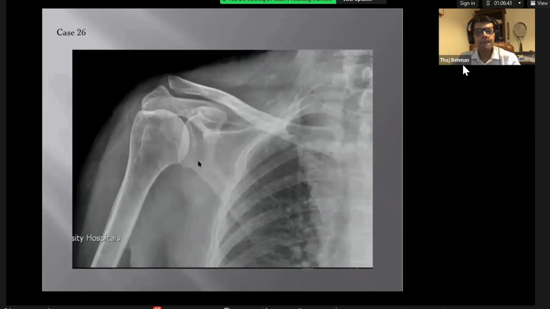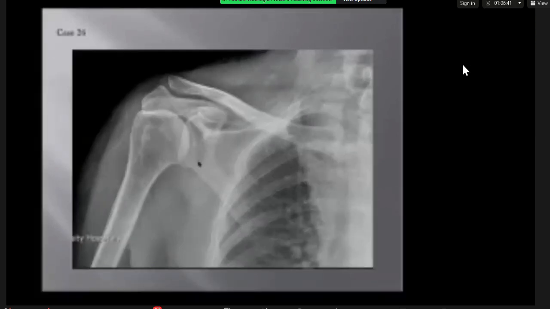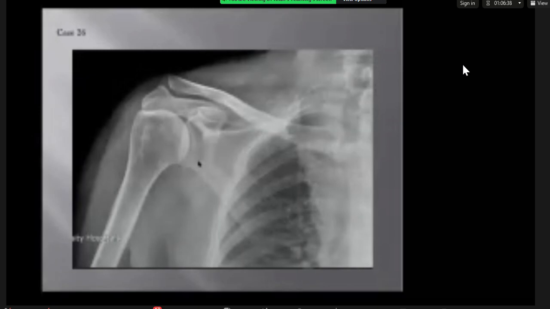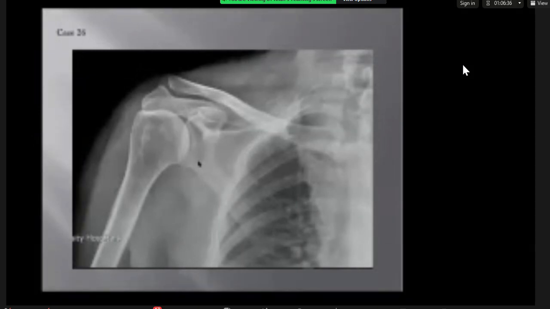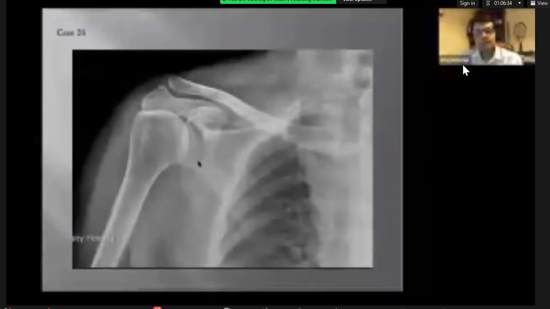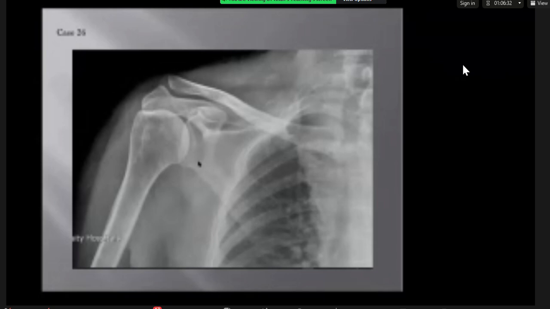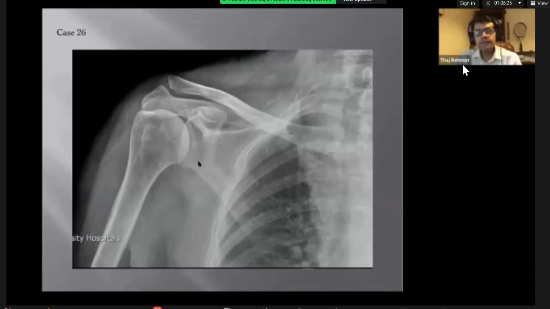So it's a frontal radiograph of the right shoulder. The shoulder joint itself is normal. Shoulder is fine. Excuse me. There's sclerosis of the clavicle. Ignore that. The lucency of the medial clavicle. Ignore that.